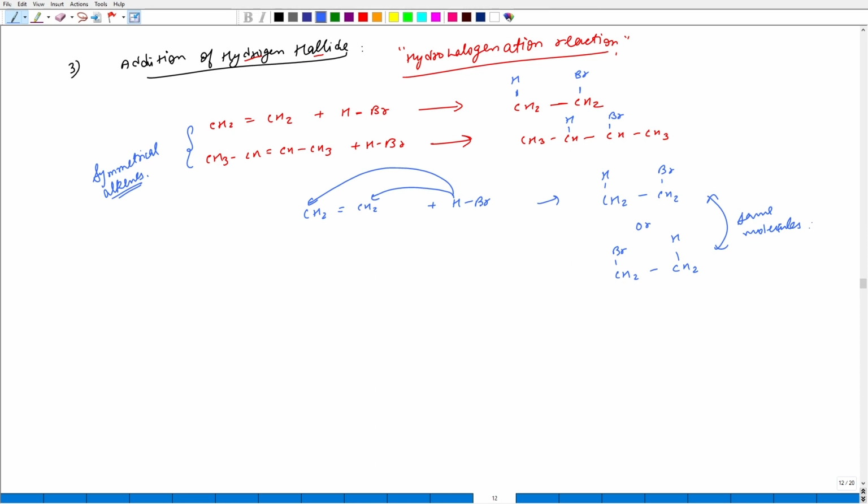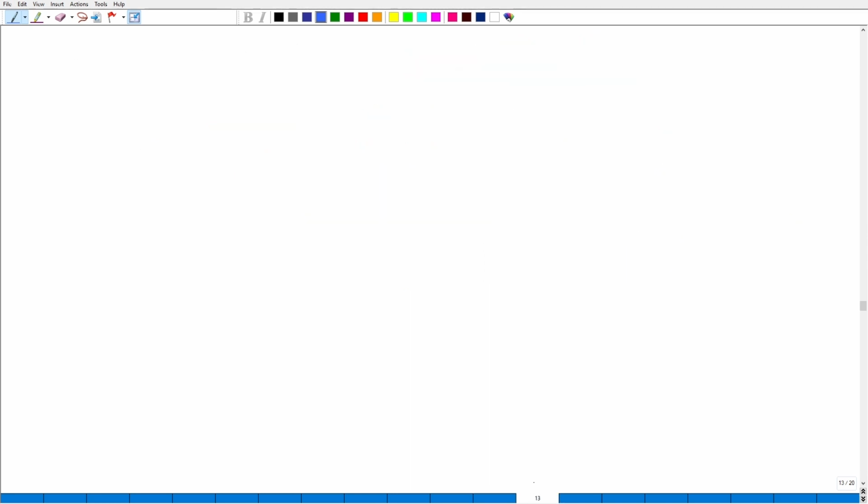But the question arises: what if we do have unsymmetrical alkenes? Then how will we decide which carbon the hydrogen will go to and which carbon the bromine will go to? That will be the ambiguity in the question. So, let us take the question of what happens in the case of unsymmetrical alkenes. Let us take an example of unsymmetrical alkenes, then we will better understand that.